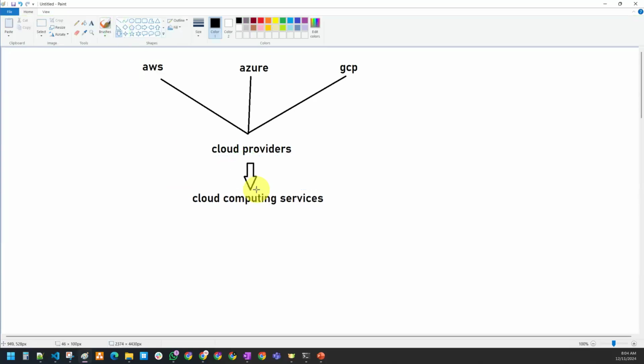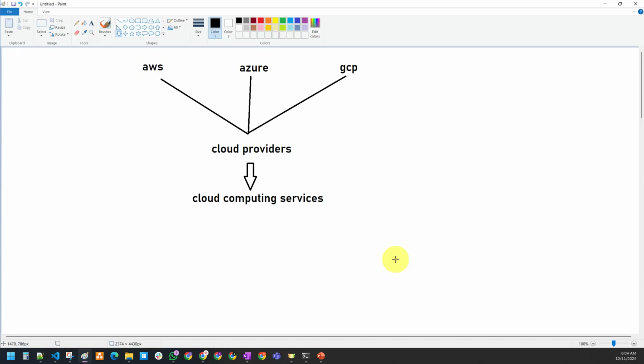Why are these services important to us? We have AWS, Azure, and GCP in the market. They are the leading cloud providers. There are other cloud platforms also, but these are the leading ones. They provide you the cloud computing services.